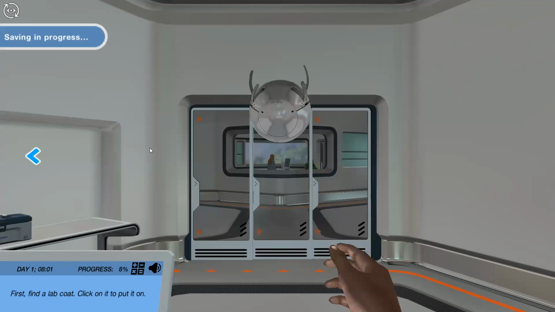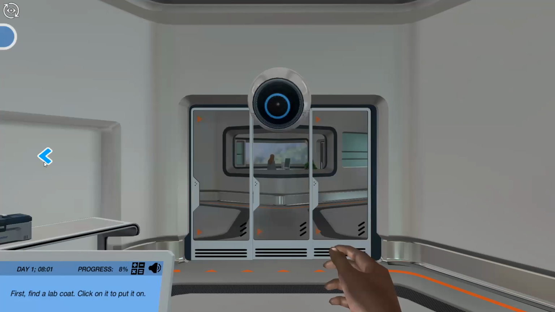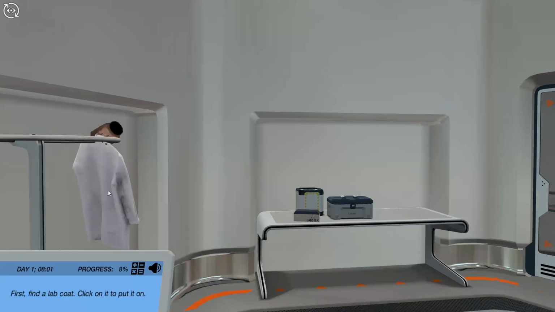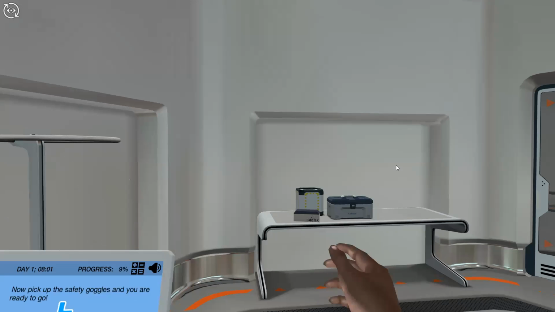First, find a lab coat. Click on it to put it on. See how it gives you these arrows? These arrows are for you to slide over there and grab your lab coat. Now pick up the safety goggles and you are ready to go.